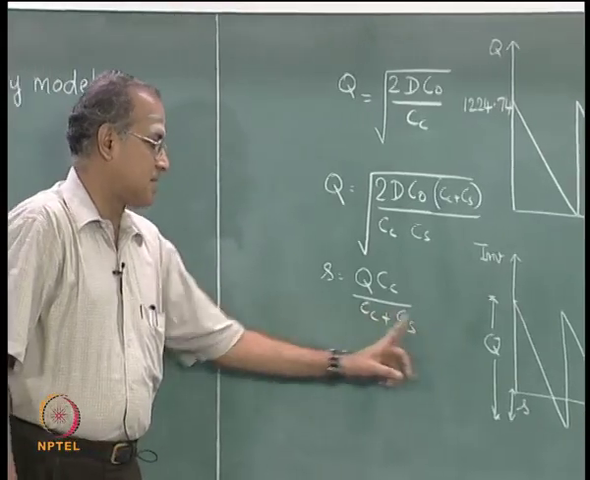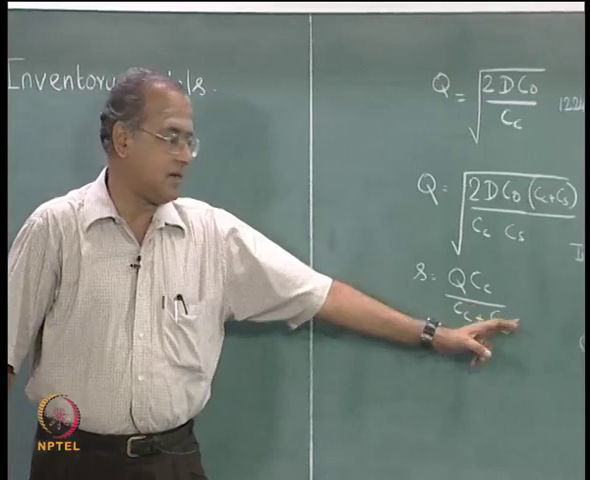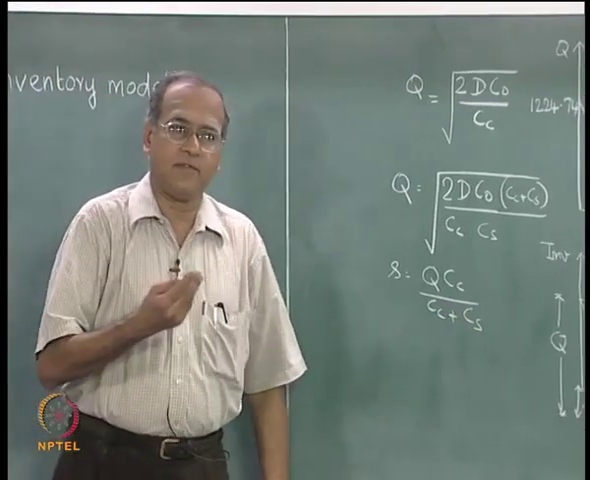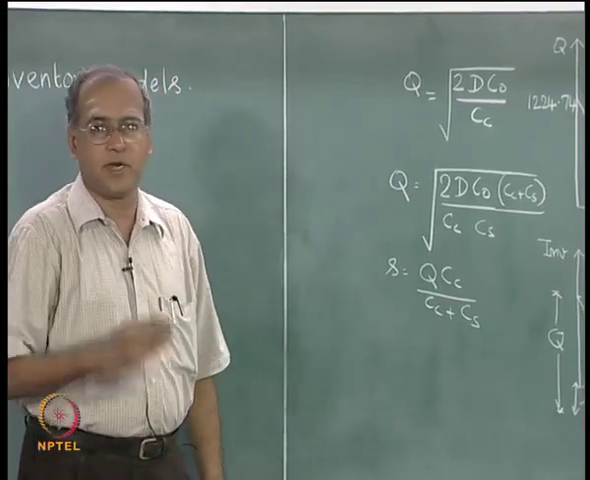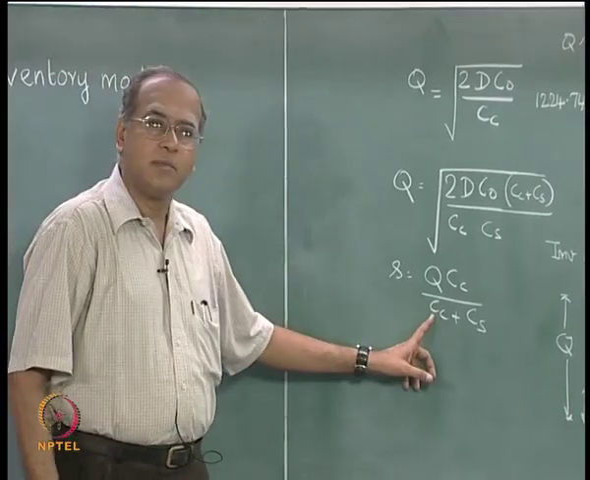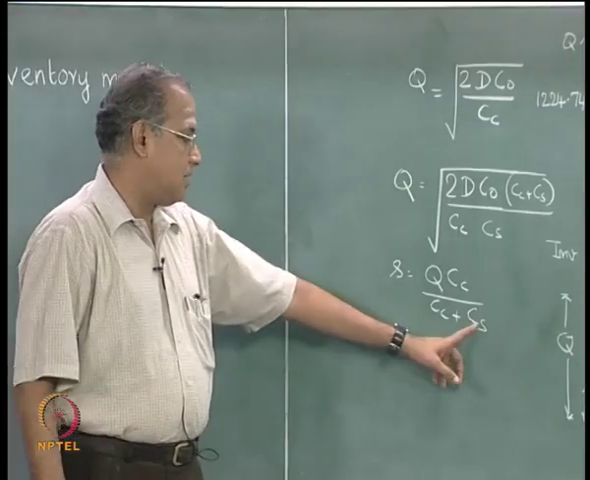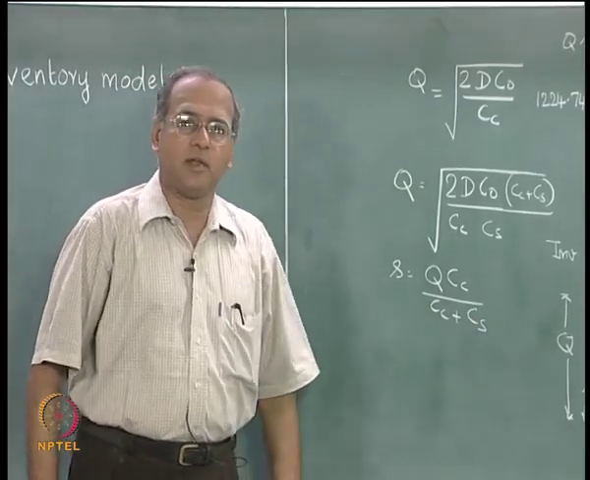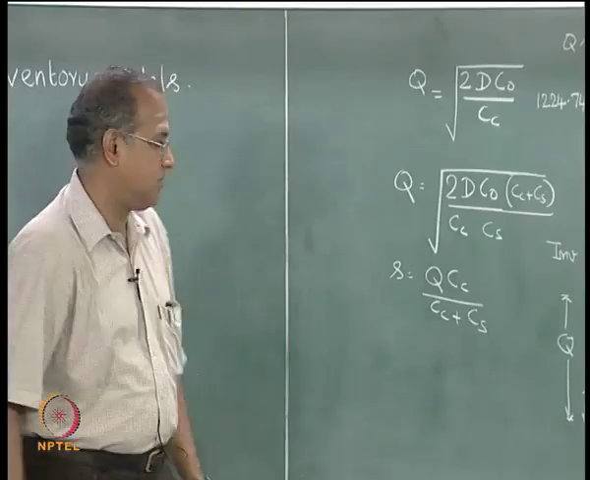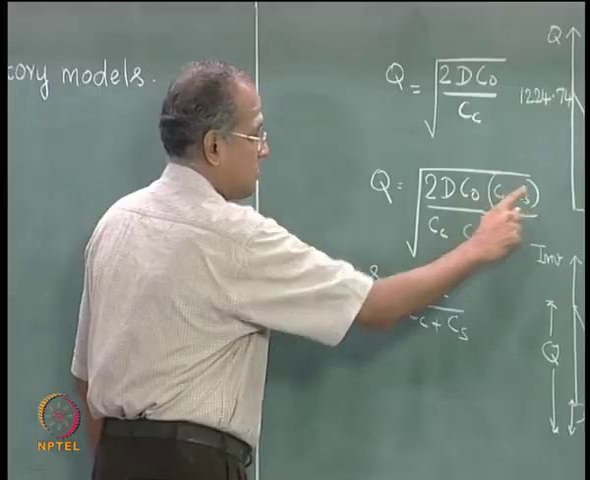Both from this expression as well as otherwise, Cc and Cs have the same unit, which is rupees per unit per year. Here it is rupees per unit per year to hold 1 unit of inventory. This is rupees per unit per year of 1 unit back ordered.